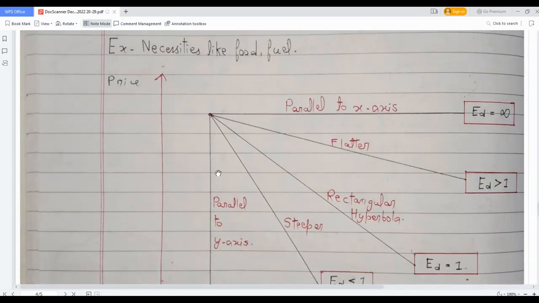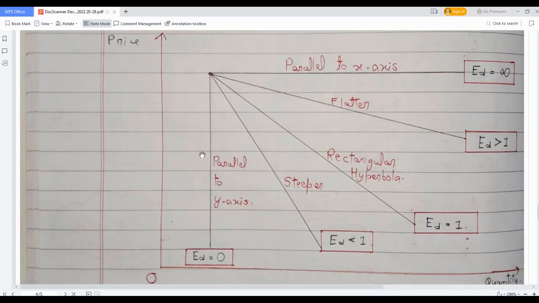Now I have given a summary of all these curves in this diagram. Here in the vertical column there is price and in the horizontal column there is quantity. All the five curves are shown in this diagram. The top one, that is horizontal, parallel to the quantity axis, that is, parallel to the x-axis, shows ED is equal to infinity. The vertical curve, that is parallel to the y-axis or the price axis, has ED equal to 0.